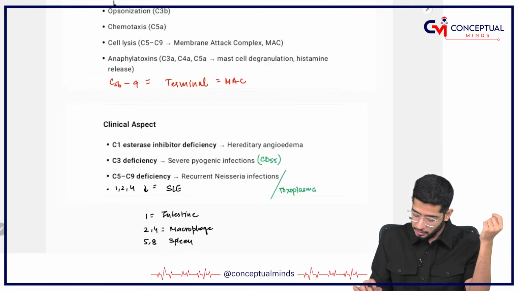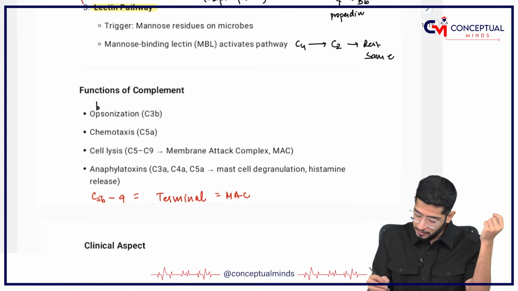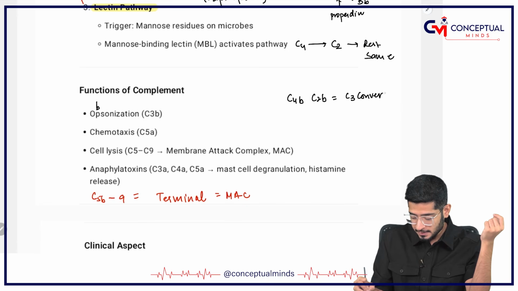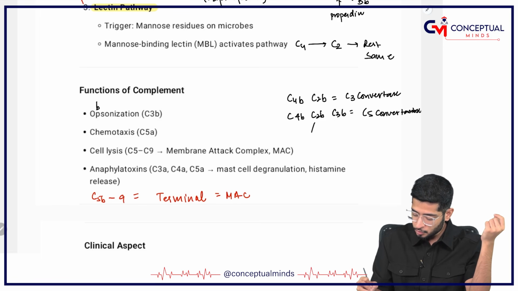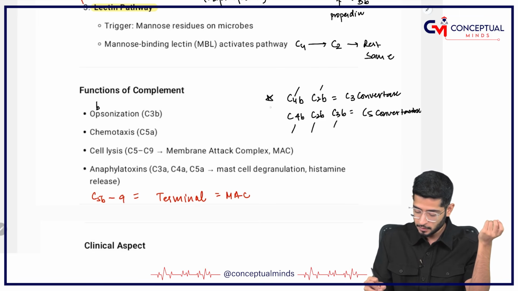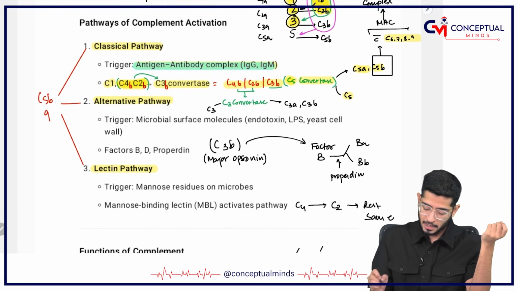For MCQ purposes, what is important? Please remember that C4b and C2b are the C3 convertase, and C4b, C2b and C3b are the C5 convertase. So C5 convertase has everything: 2, 3 and 4, whereas C3 convertase has 2 and 4 but not 3. Easy to remember.